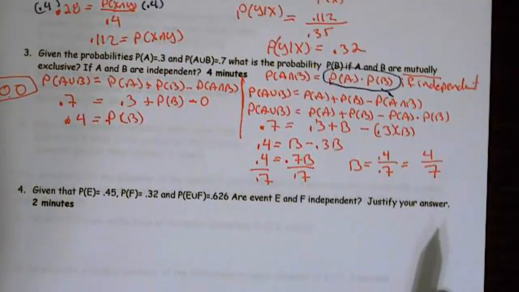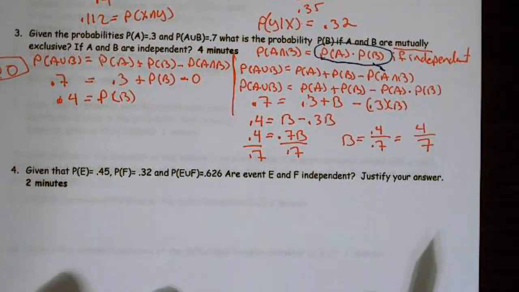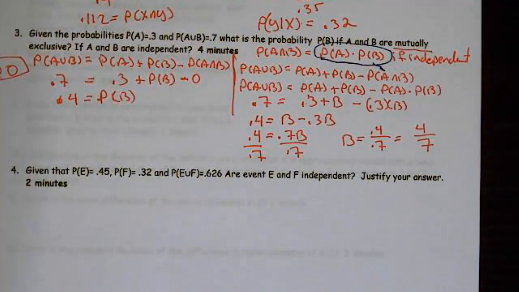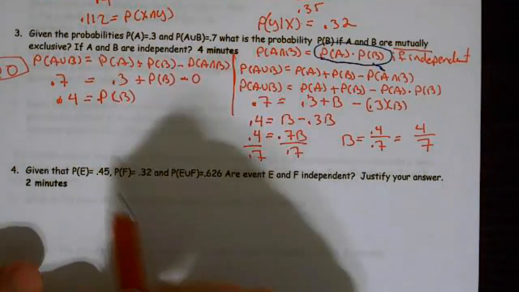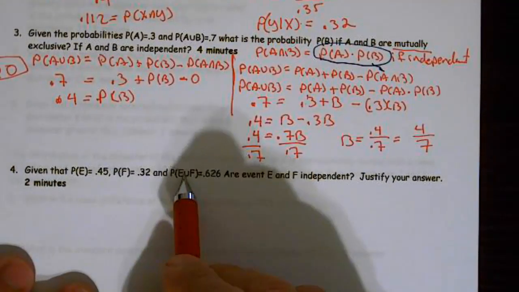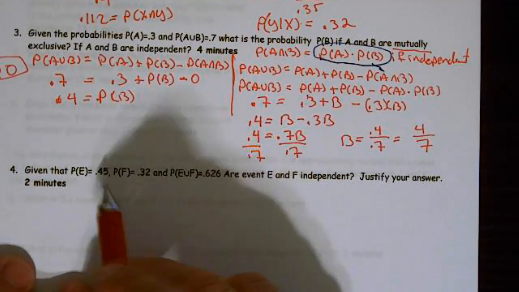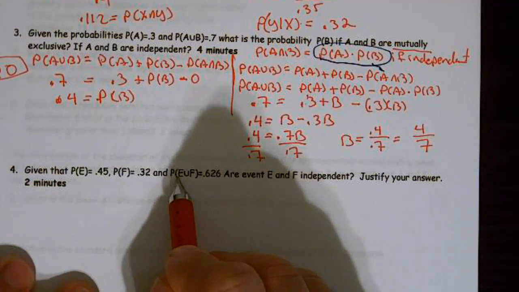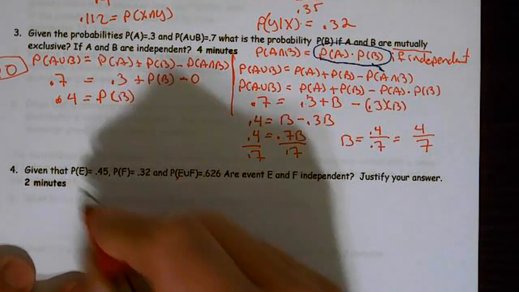All right, the next one. Probability of E equals 0.45, probability of F is 0.32, and probability of E union F is 0.626. Are E and F independent? All right, so we have a couple things here. They're asking whether or not they're independent. And they also gave me the union, so I'm probably using the general addition rule. So we'll start off with that.